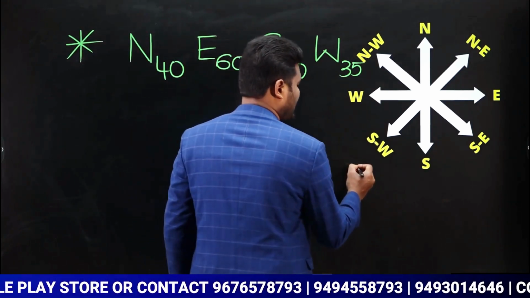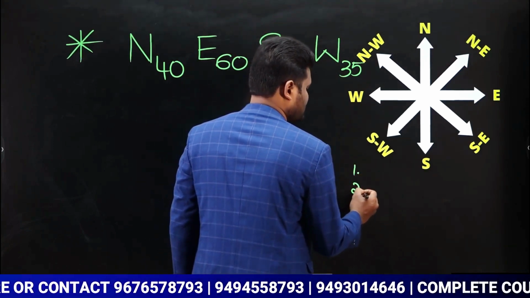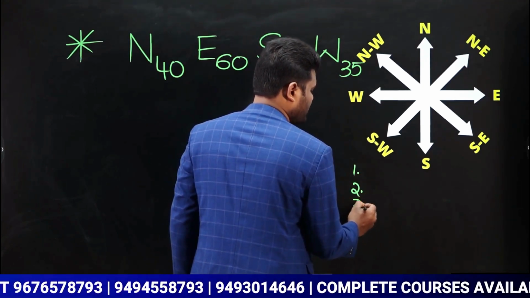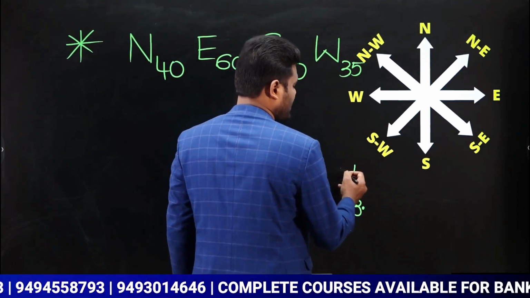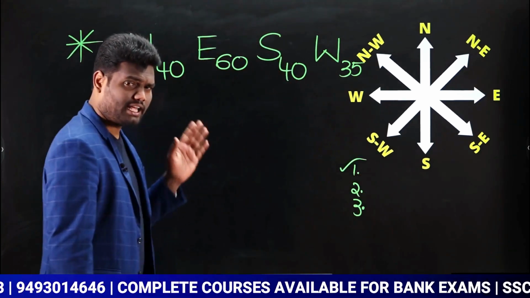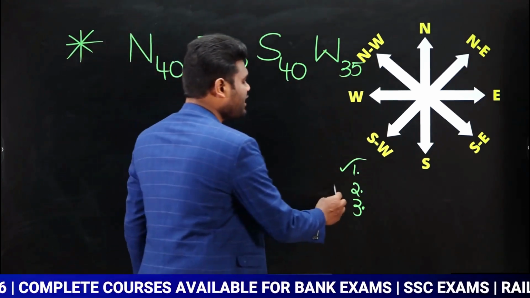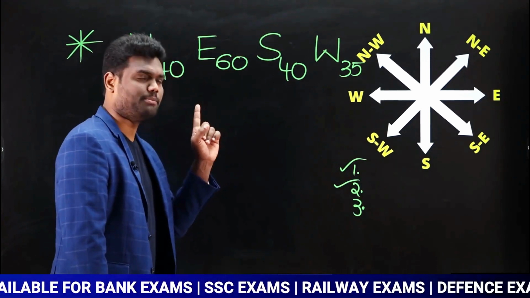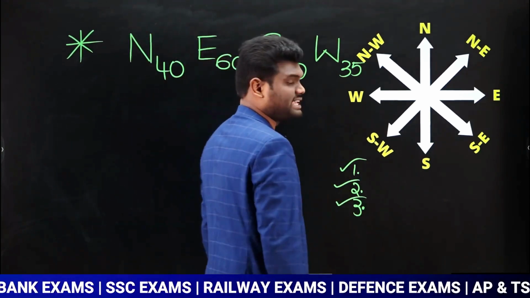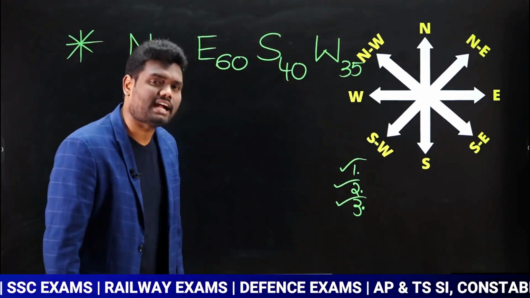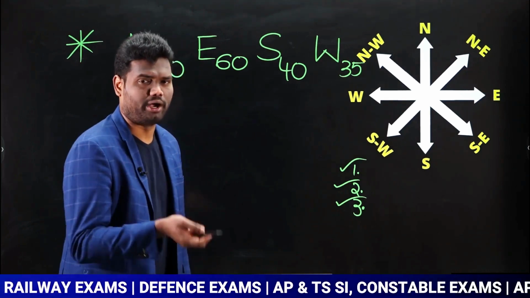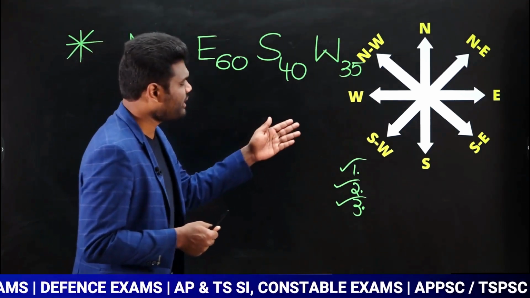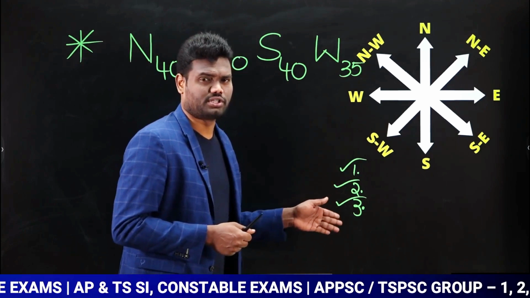My questions are the three questions we have discussed earlier, which we are supposed to answer. The first question is the distance between starting point and ending point. The second question is, in which direction is he now from starting point? The third question is, in which direction is starting point from ending point? So we are supposed to answer these three questions.